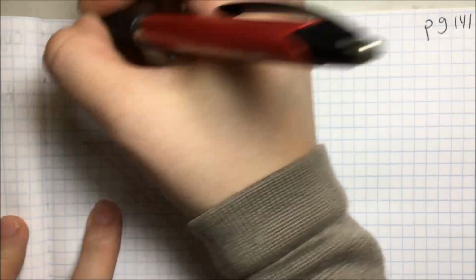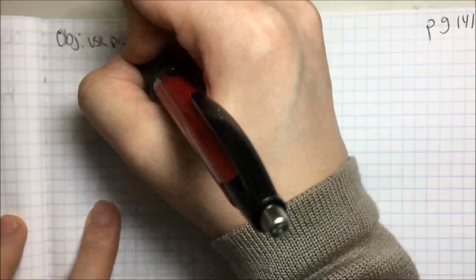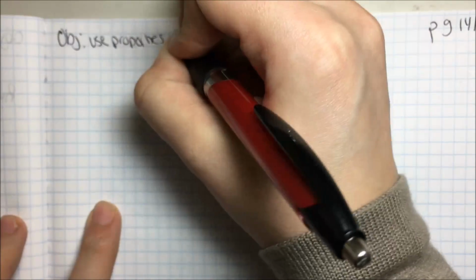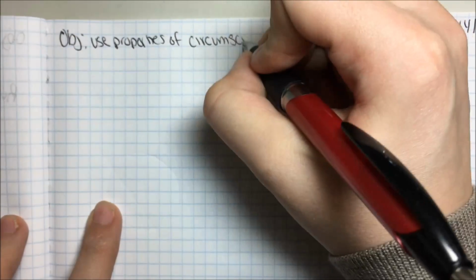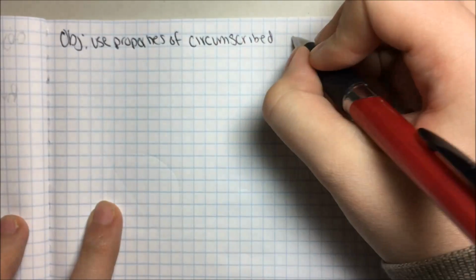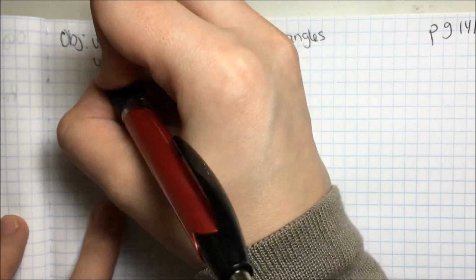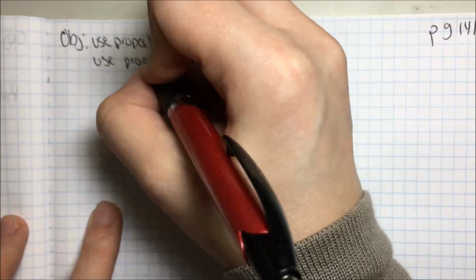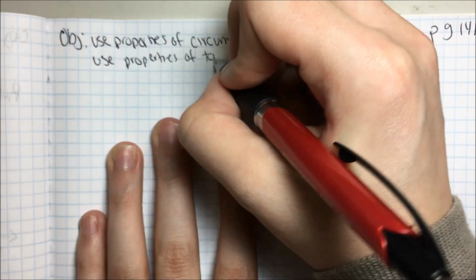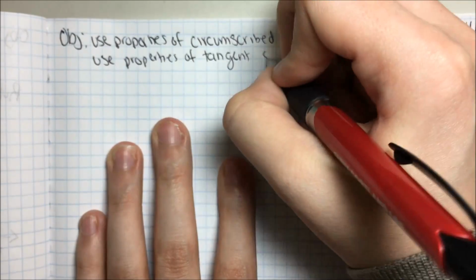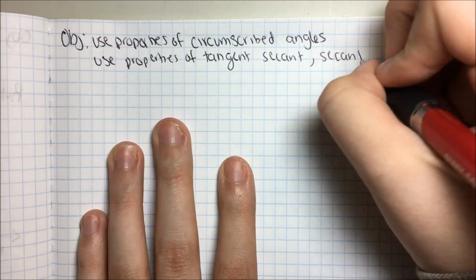So the objective for today is to use properties of circumscribed angles and also to use properties of tangent, secant, and secant-secant angles.